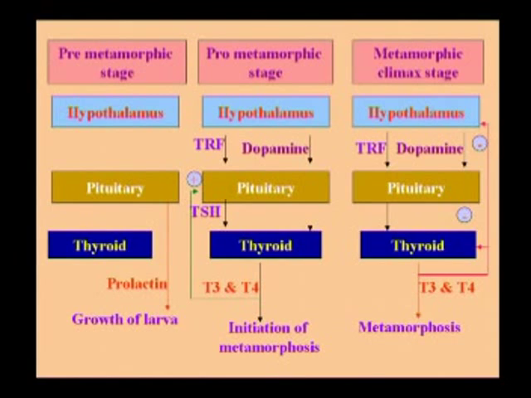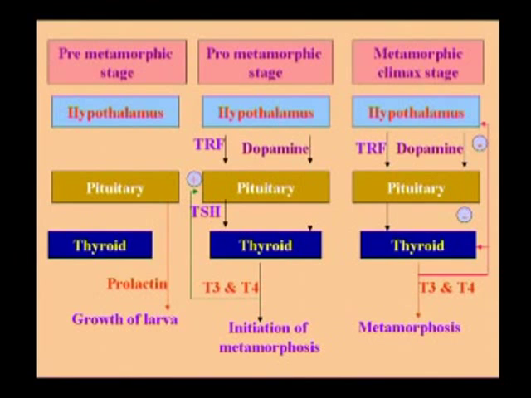That is why the dopamine released by the hypothalamus is a prolactin inhibitor, which gives a signal to the pituitary not to release prolactin. So that is why the schematic representation shows the level of prolactin released by the pituitary slowly reduced.